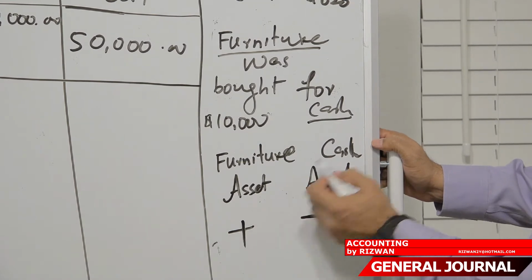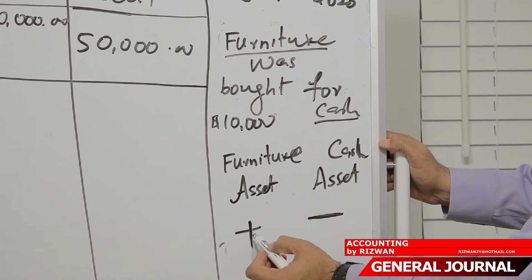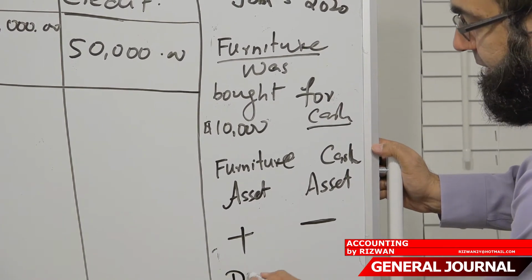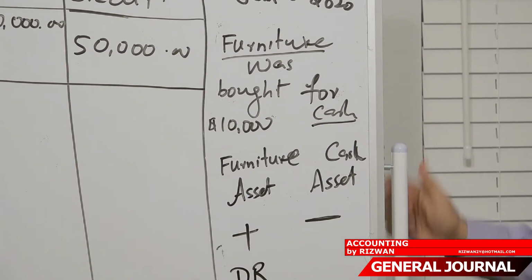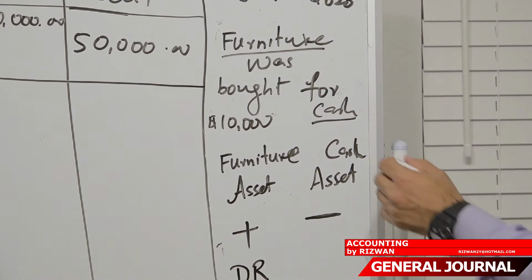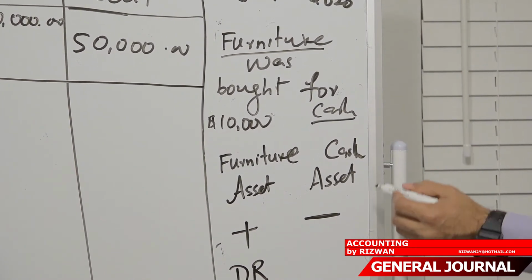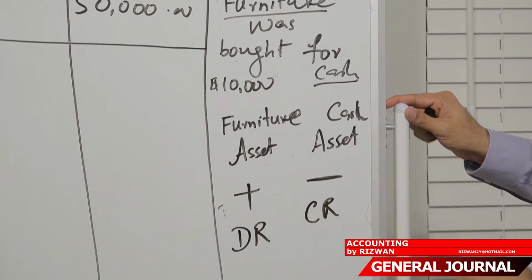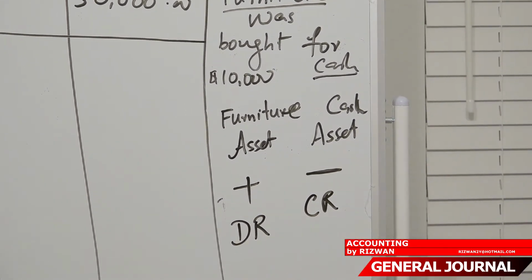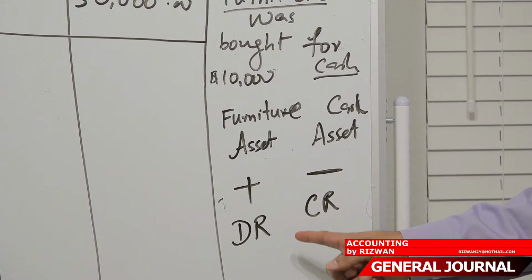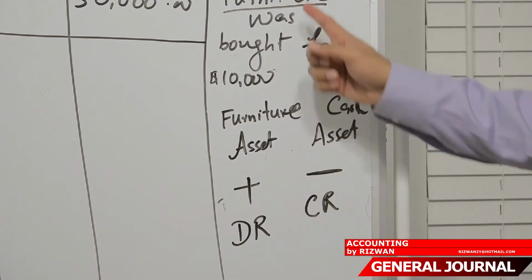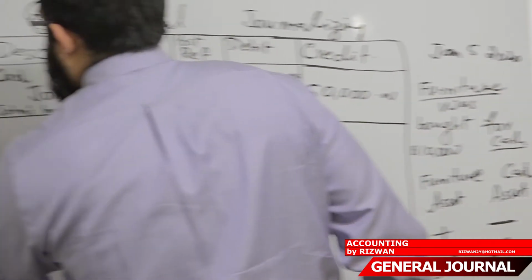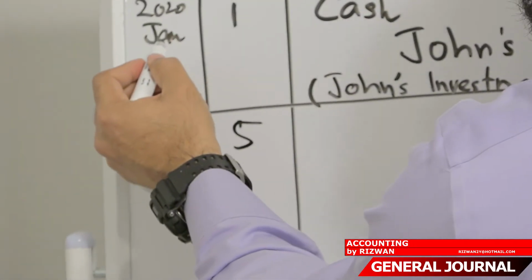Furniture is an asset. Cash is an asset, right? Furniture is increasing right now. When an asset increases, you put it on the debit side, guys. And then since you're spending that money, you lose that money, you spend it out of your pocket or out of the business money, so this is going to be credit, right? This transaction occurred on January 5th, so you'll put over here January 5th. January, you've already put at the top.